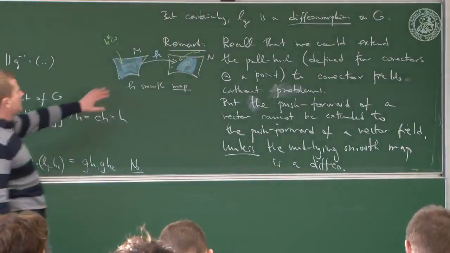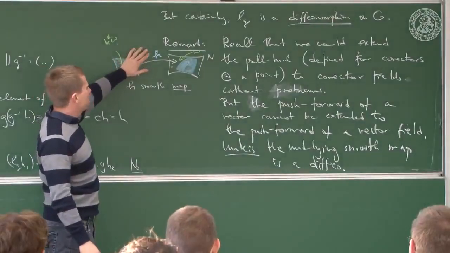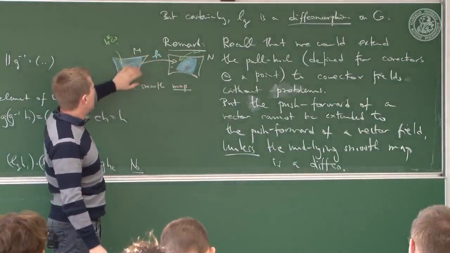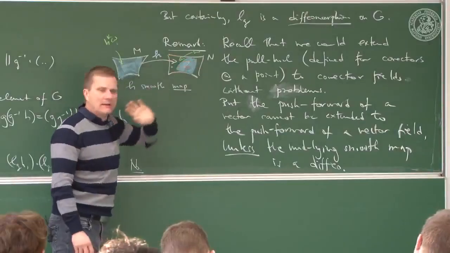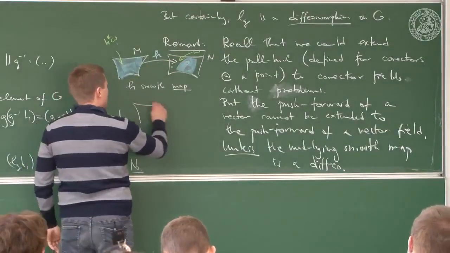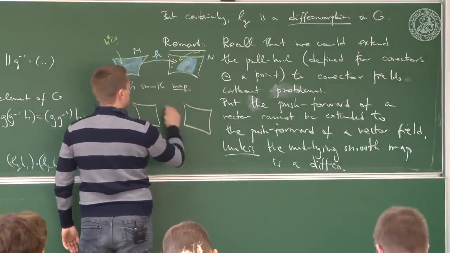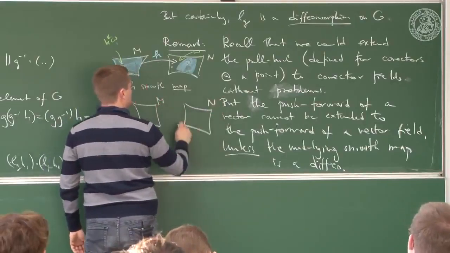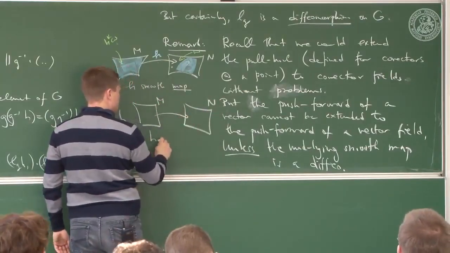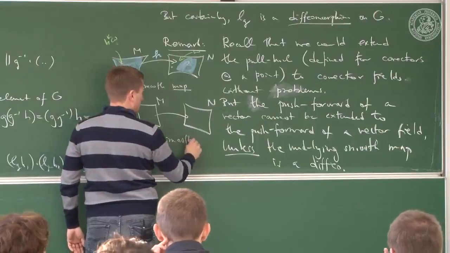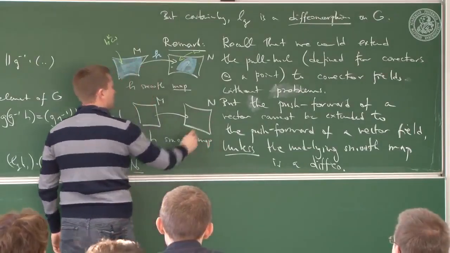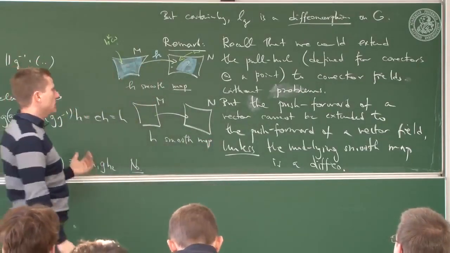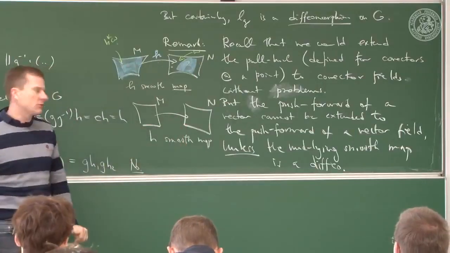Now, both the fact that every element is mapped on M and that it's mapped to exactly one thing. Now, think about the same situation, M and N. There's a map, H is a smooth map from M to N. But if you now think of the push forward, you have a problem.